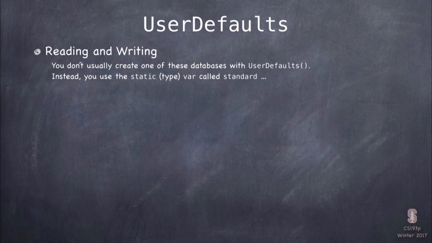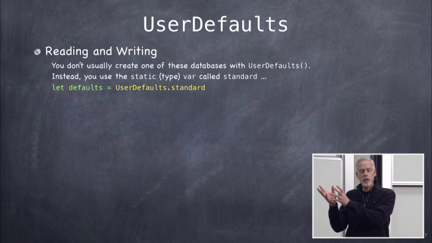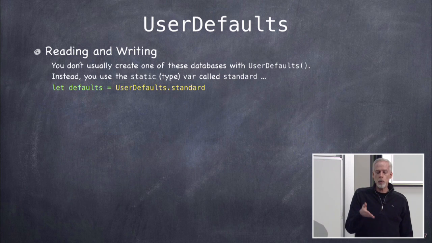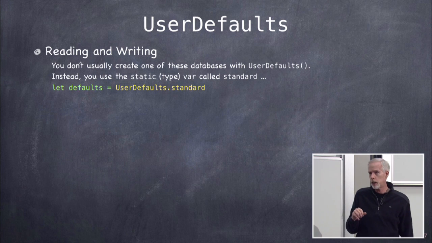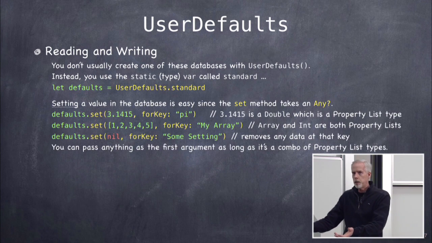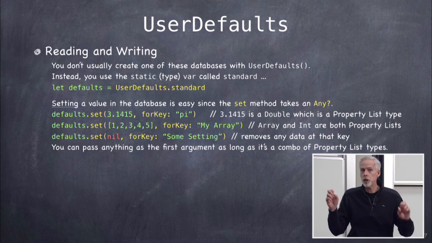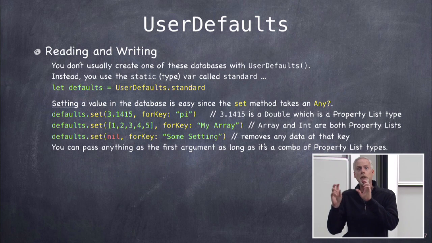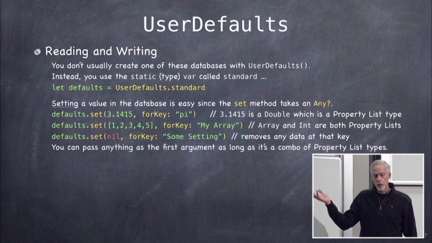Okay? And the way you read and write it, you don't create a user default by saying let x equal user defaults with parentheses. You say let defaults equal user defaults dot standard. So that's a type var on the user default struct. Okay? And you get this standard user default, and then you can send it things like set, that thing I was telling you, set any. And here I've got 3 different sets, one of them setting a double, one setting an array of ints. An array of ints is okay because array is part of property list, and so is int. So that's okay. That's a property list. An array of ints is a property list. So is a double because it's one of those types. And I just set them in there.